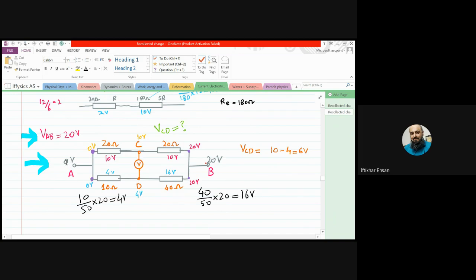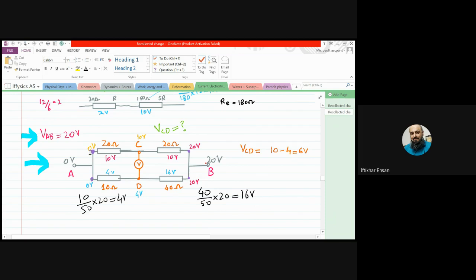So the question is, if the potential difference between points A and B is 20 volt, what will be the potential difference between points C and D, if these two resistors are both 20 ohm, and this one is 10 ohm and this one is 40 ohm? We have to find the potential difference between C and D. To do that, first we have to find the potential at points C and D, then we will find their difference.